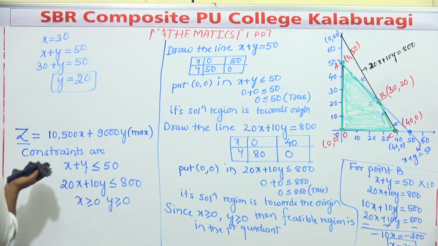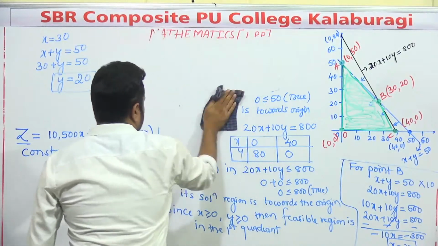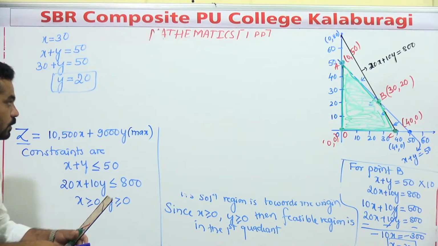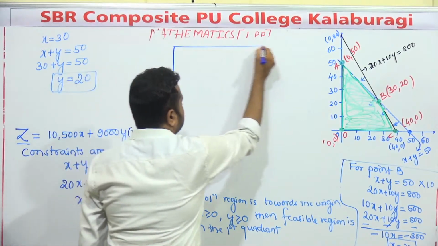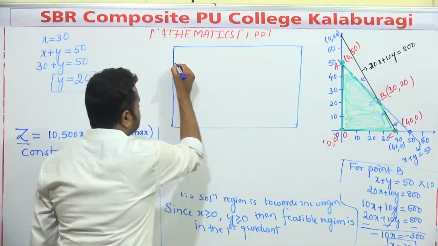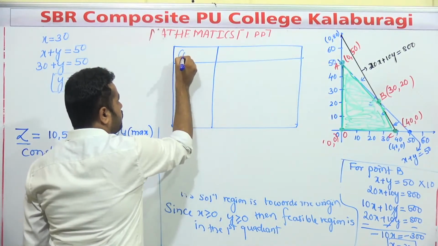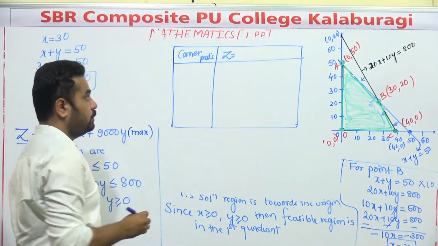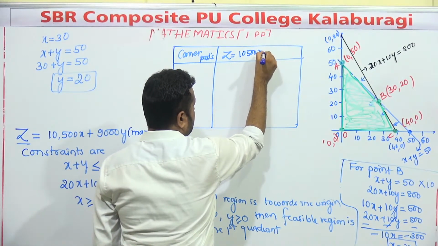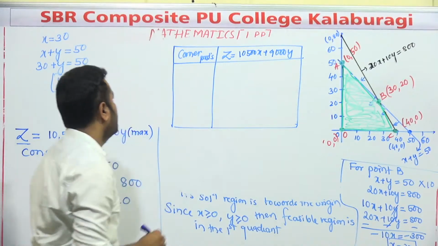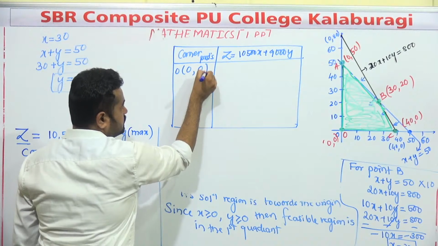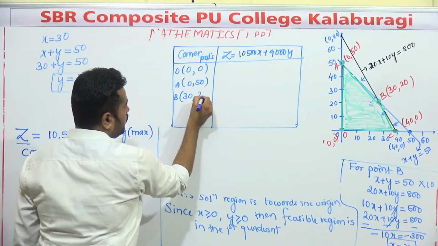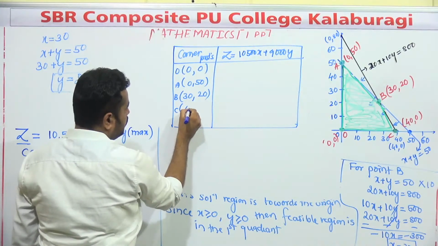Now calculate your z value for the corresponding corner points. For that we have to make one column. This is corner points, and this is z is equal to, what is that equation? Z is equal to 10,500x plus 9,000y. Okay. Now, what is the first one? 0, 0, and second A is 0, 50, and B is 30, 20, and C is 40, 0.